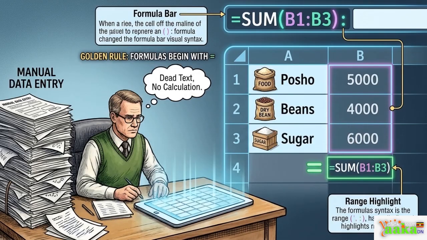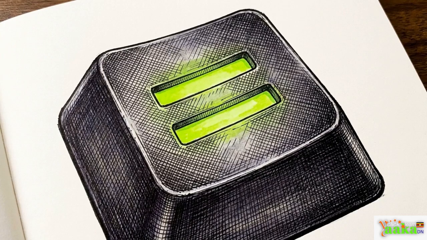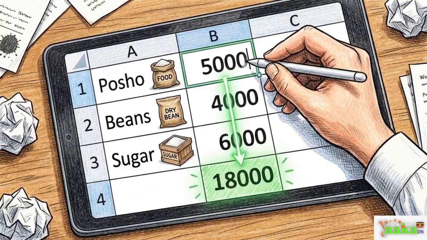Notice the syntax. Parentheses hold the data, and a colon includes the entire range. The equal sign is the essential trigger that activates the spreadsheet's internal calculator. If the price of pasho in cell B1 increases from 5,000 to 8,000, we simply update that cell. Because the formula in B4 points to location B1 instead of a static number, the total instantly updates to 18,000 automatically. This is the power of cell referencing.